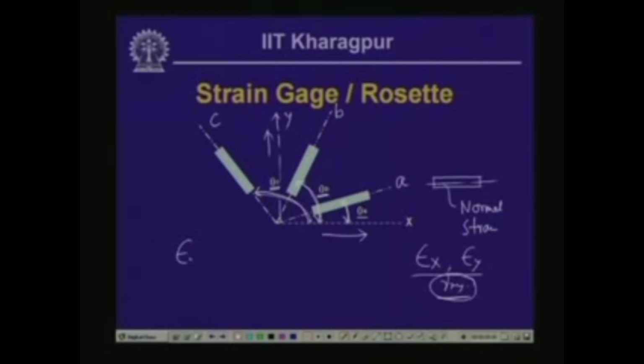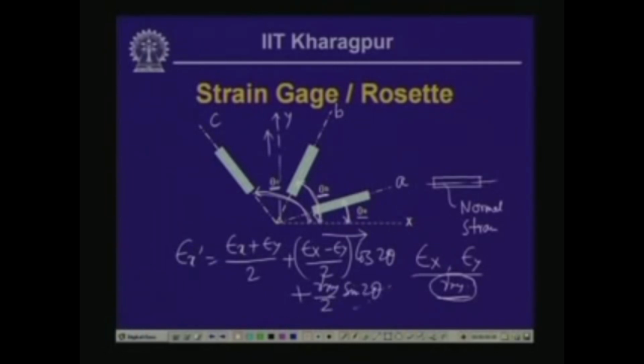epsilon x dash is equal to (epsilon x plus epsilon y) by 2 plus (epsilon x minus epsilon y) by 2 cos 2 theta plus gamma xy by 2 sin 2 theta. This is the transformation equation.